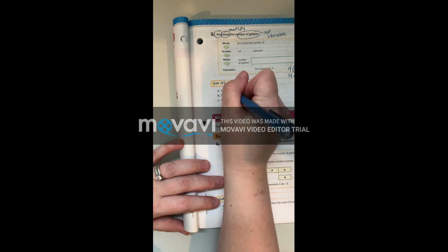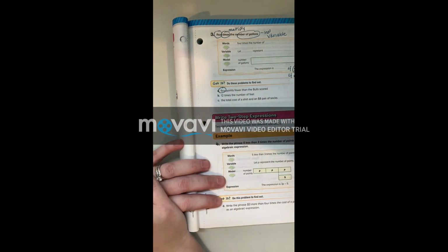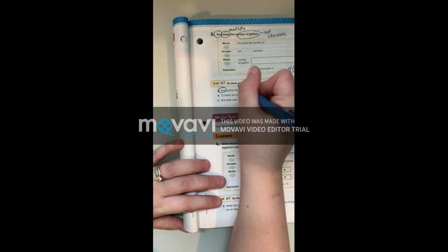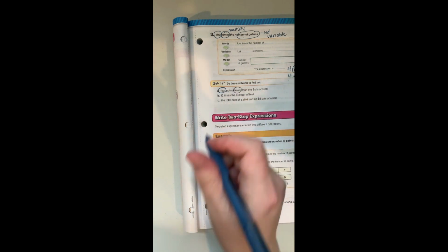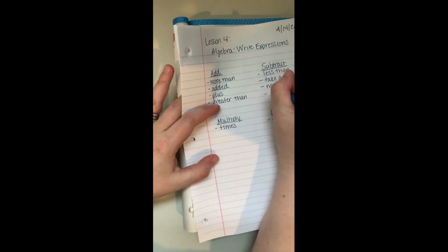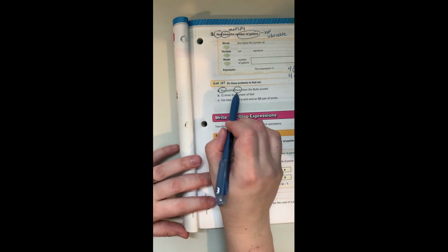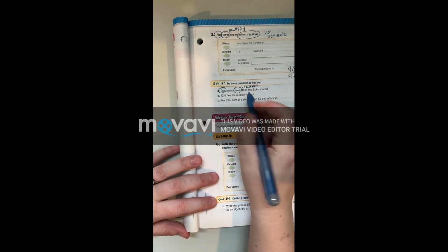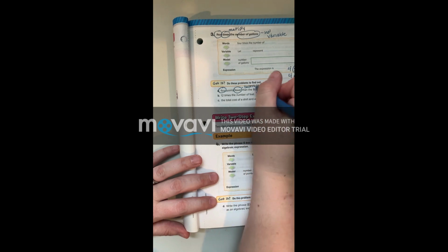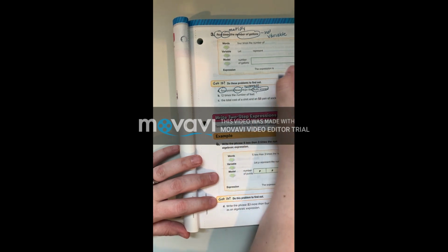First of all, let's circle some math words. We have 4, so we know that's going to be part of our problem. Fewer, we can add that to our list over here of words we're looking for. 4 points fewer, that's going to tell us to subtract, than the Bulls scored. Do we know what the Bulls scored? No, we don't, so that is our variable.